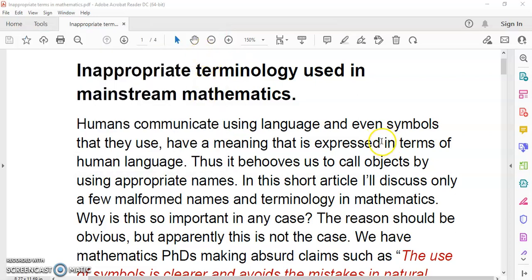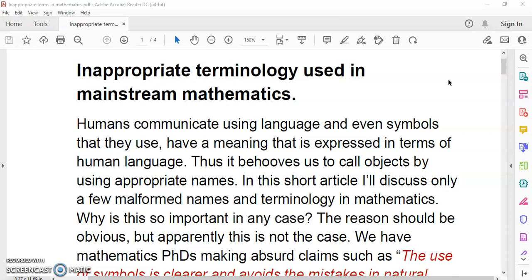Now, humans communicate using language, don't they? And even the symbols that they use have a meaning that is expressive of the words of a human language. So it behooves us to call objects using appropriate names. We shouldn't use a name that doesn't describe the object or the concept ever, because that causes confusion.